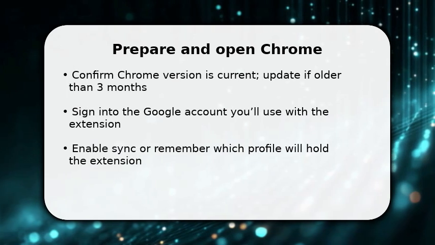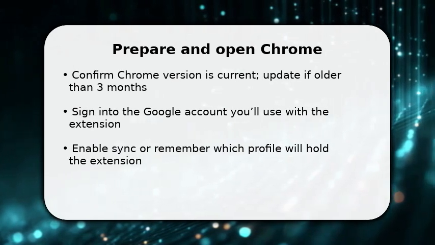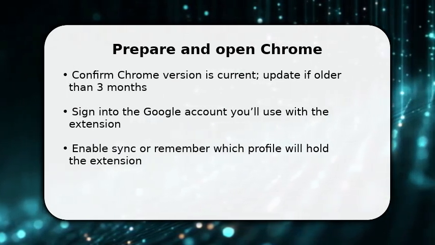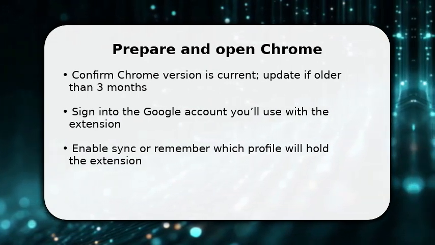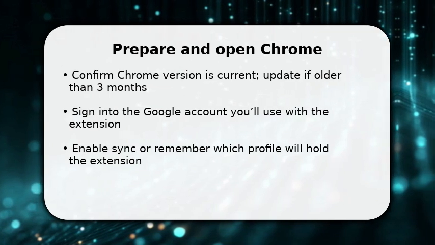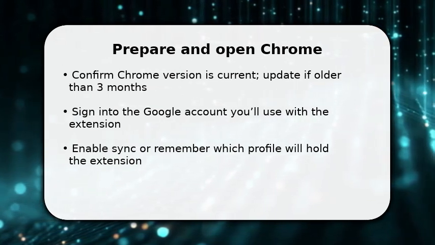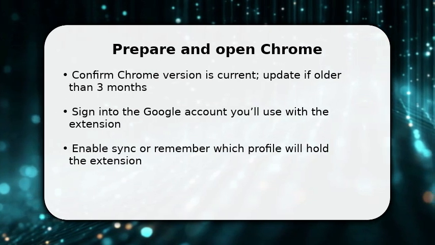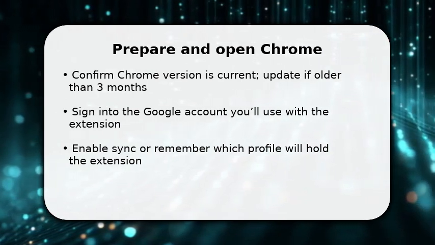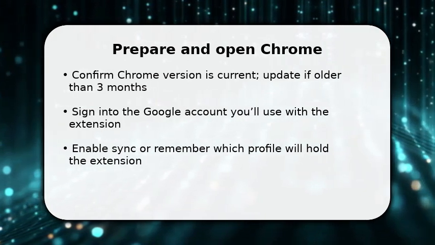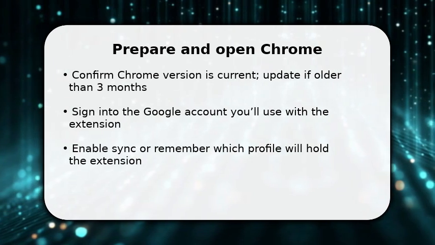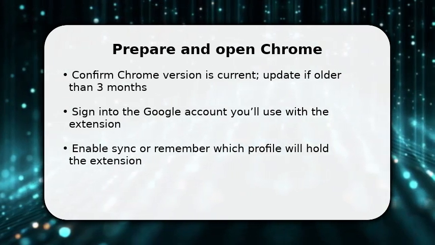You start by making sure Chrome is up to date and you're signed into the Google profile that will own the extension. Open Chrome, click the three dots, then Help About Google Chrome to force updates. Once done, verify your profile avatar at the top right. Switch if needed. These steps avoid installing into the wrong account or an outdated browser, which can cause permissions or compatibility issues later, so handle them now before you search for the extension.